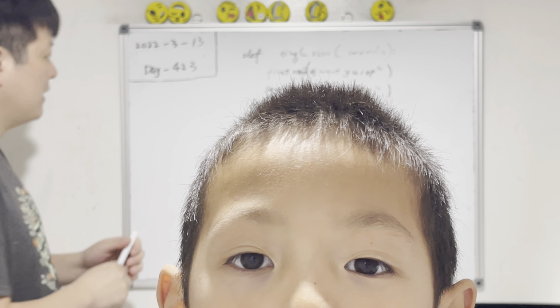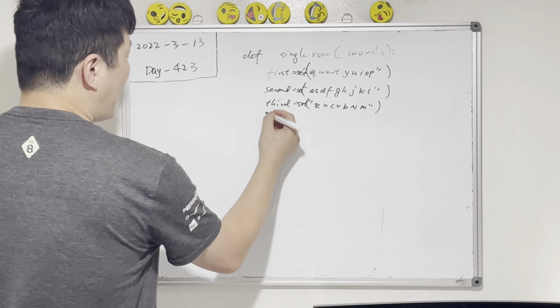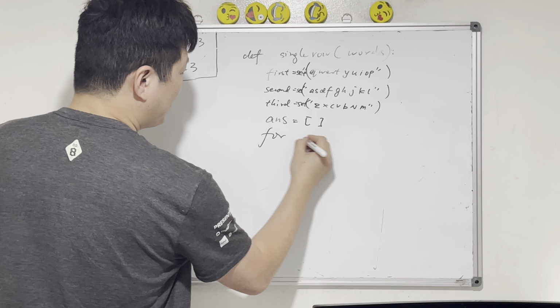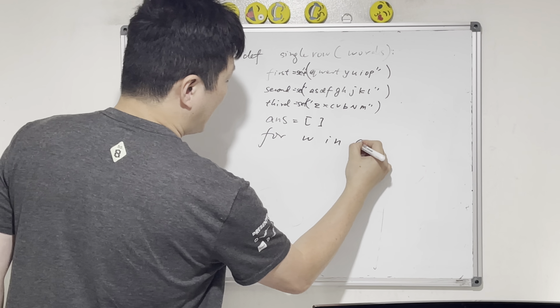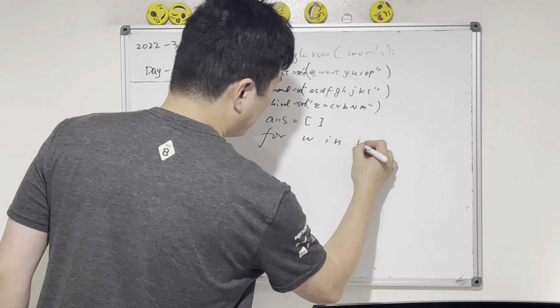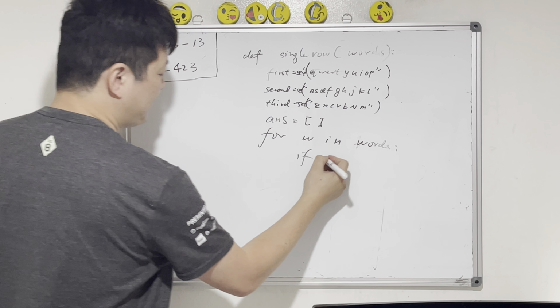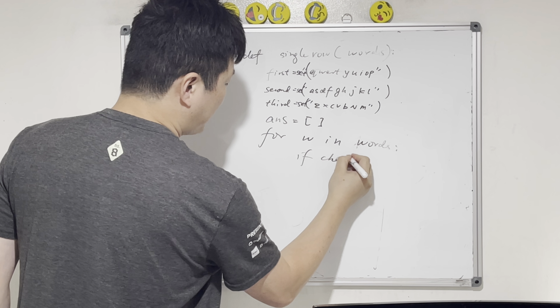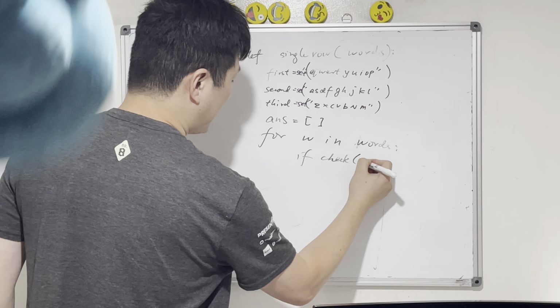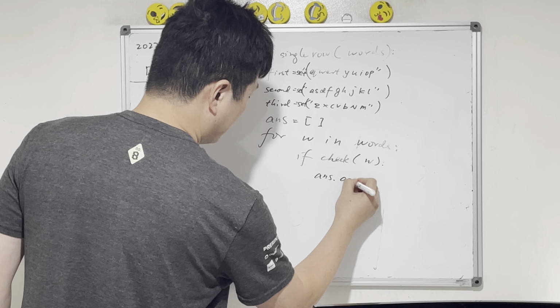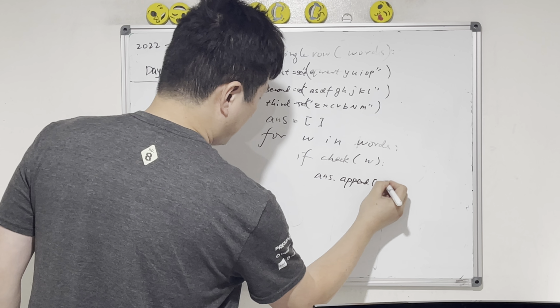Okay. So now, the answers. We have the answers, obviously. So we want to go through each word. For w in words. And then we define the function first. If check, if this is a single row, if check w, then we append it to answer, and we return the answer.